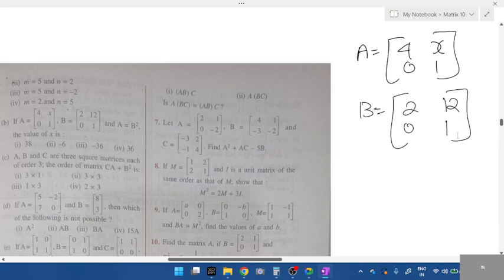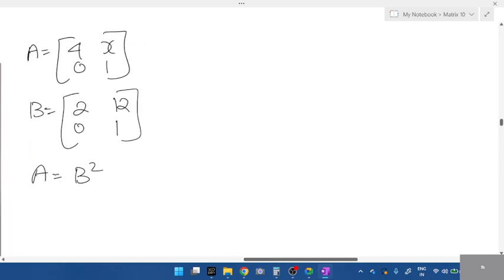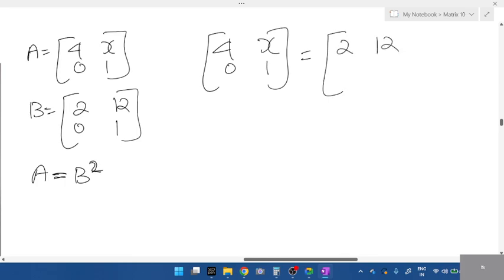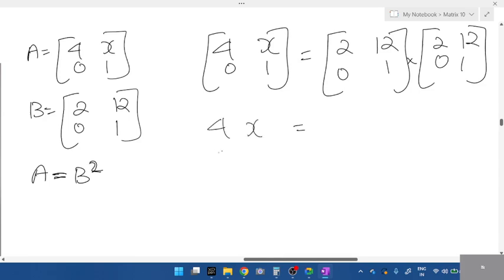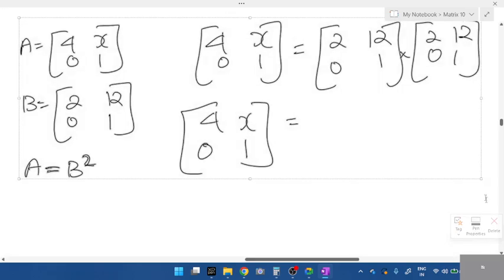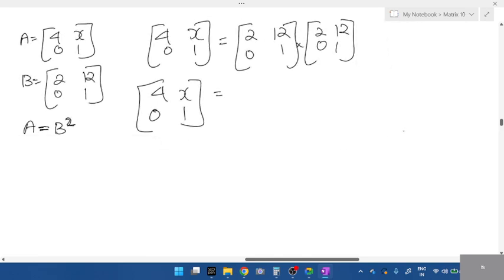What are we supposed to find here? What's the question given? A is equal to B square. Write it. After writing this equation, what is A? 4, x, 0 and 1. What do you mean by B square, students? How many times is B multiplied? Exponent constant. So what do you have to write here? Multiplication twice. First solve this right hand side B value. All of you will complete. Later we'll equate it. R1 C1, R2 C2. Take row 1, column 1 and 2. Multiply it.